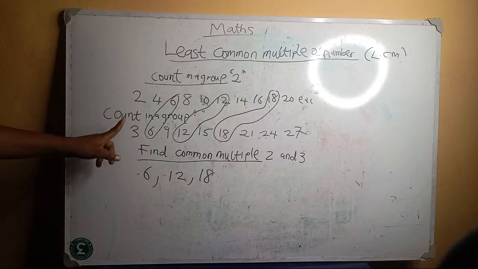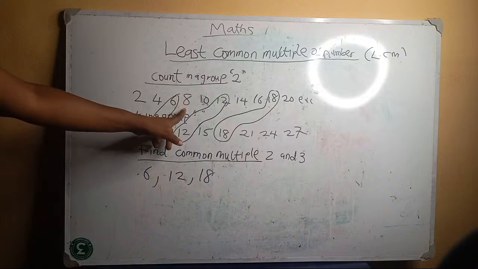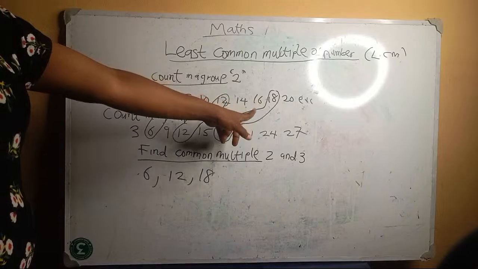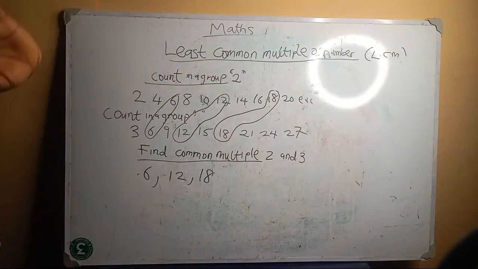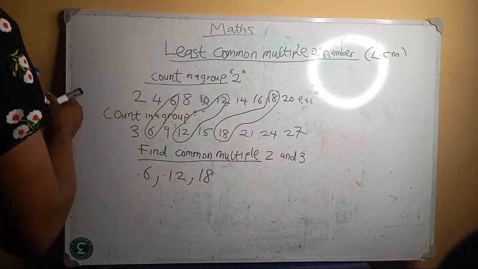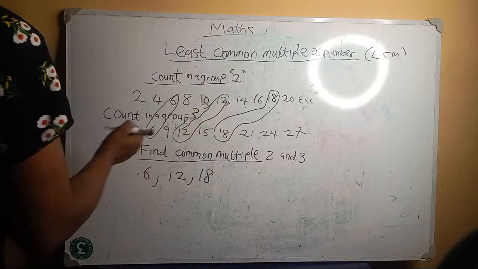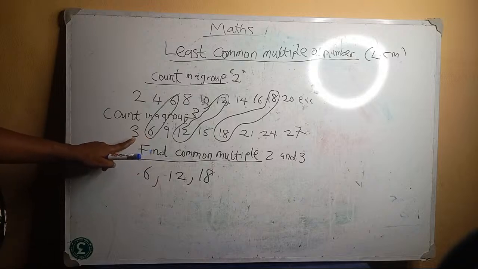So we talked about what? 2, 4, 6, 8, 10, 12, 14, 16, 18, 20, and so on and so forth. Counting in a group of what? 3. This is a group of 3. Sorry for the line here. Counting in a group of 3 now, we talked about 3, 6.